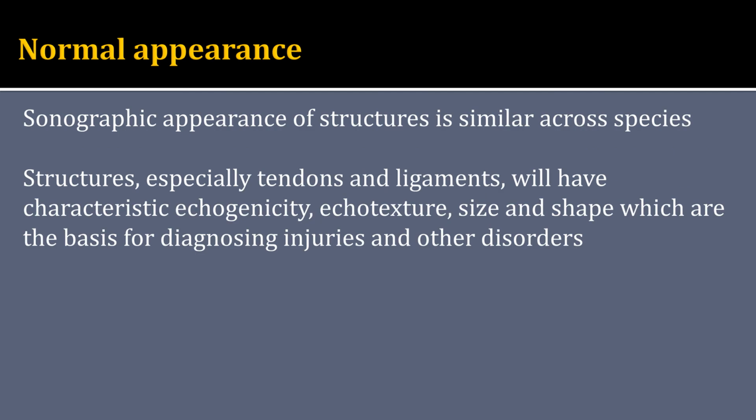When we move into talking about the normal appearance of our musculoskeletal structures, one thing that you should keep in mind is that the sonographic appearance of structures is really pretty similar across species. These structures will have characteristic echogenicity, echotexture, size, and shape, which will be the basis for diagnosing injuries and other disorders. And again, knowing all the differences across species and for different parts is beyond the scope of this lecture, and so you will learn about that in particular courses you might take, or if this is going to be something part of your practice, then you will just need to have those references available.